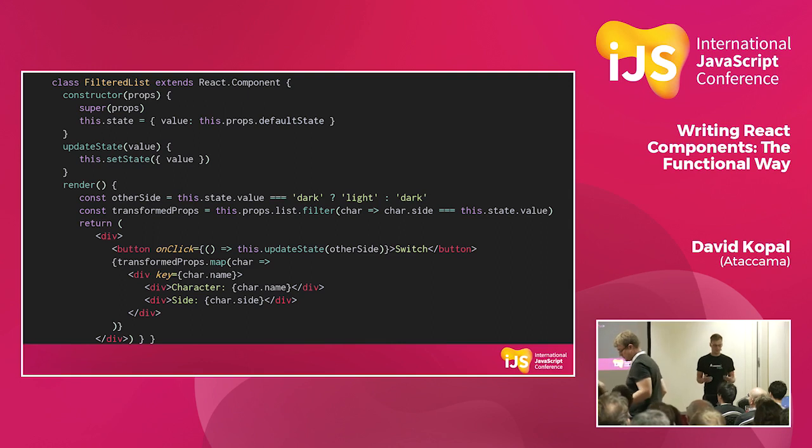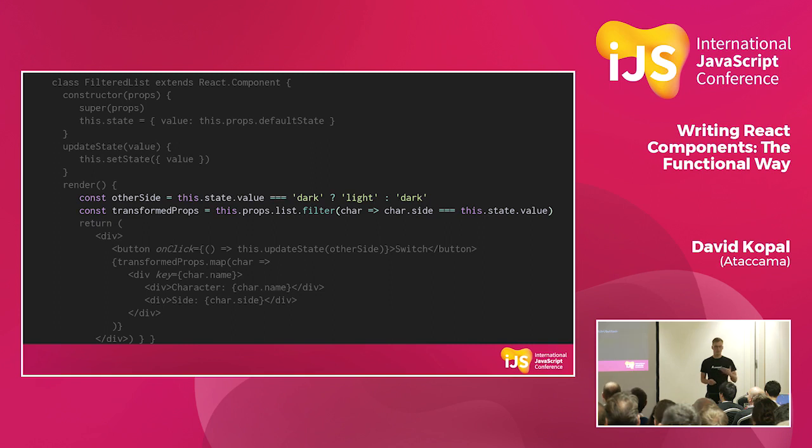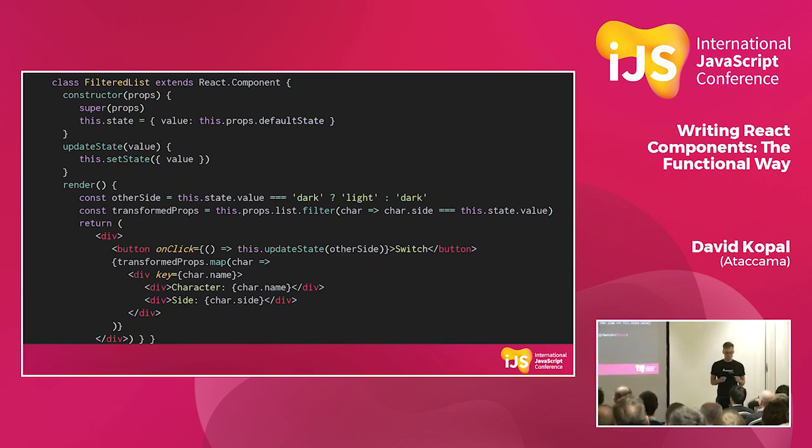You know, it's really large. It provides us with state and a state handler, so we can change the state. It also filters the Star Wars characters according to the side, which is stored in the state of the component. And then it renders the UI. So it does so many things. It takes care of the logic, of the UI, and really this component is hardly reusable, because you cannot just cherry pick a piece of functionality from it and use it elsewhere in your application. You just need to use the component as it is, or don't use it at all.